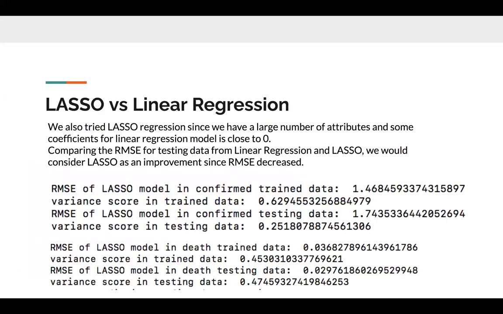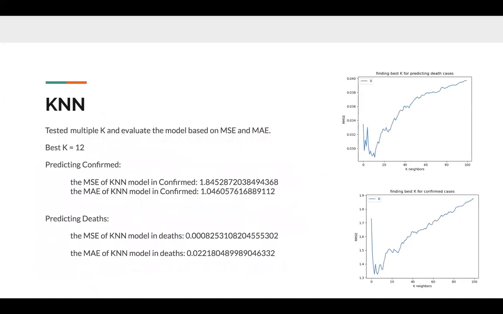We also tried lasso, considering that we have a large number of attributes within our data set, and some of the coefficients from the linear regression model are very close to 0. Evaluating based on our MSE and variance score, we do see there is an improvement using lasso compared with linear regression.